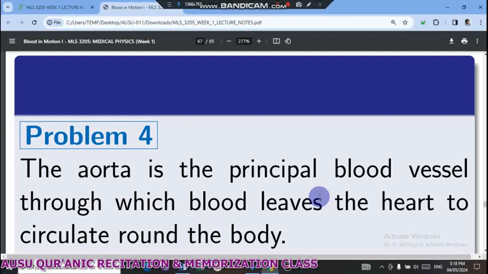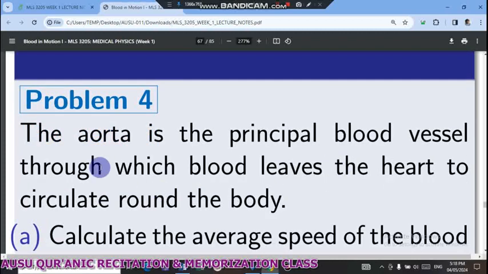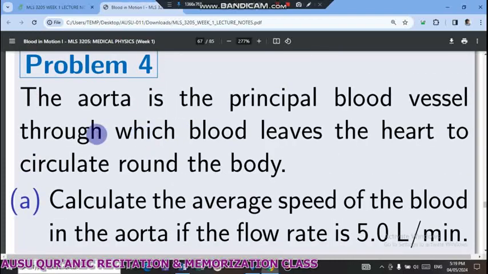Moving on to problem 4. Problem 4 says the aorta. I love problem 4 so much. The aorta is the principal blood vessel through which blood leaves the heart to circulate around the body. We saw that in our explanation of the kinematics of the blood flow. This is just background information. They are giving you background information to help you understand the situation before you start solving the problem.